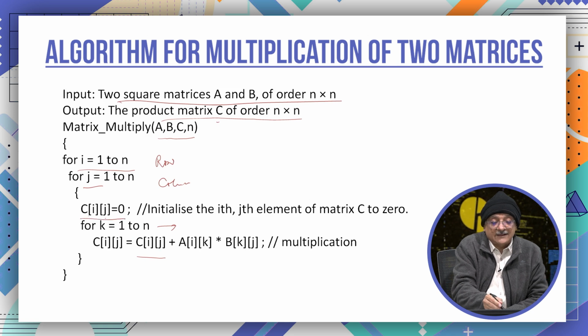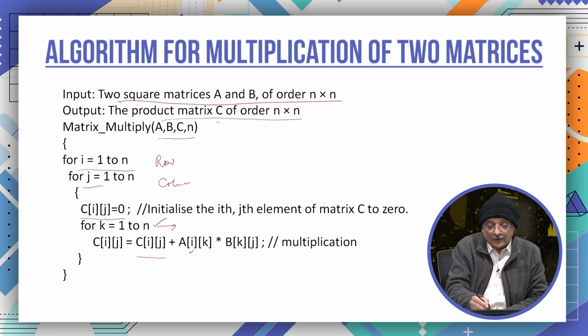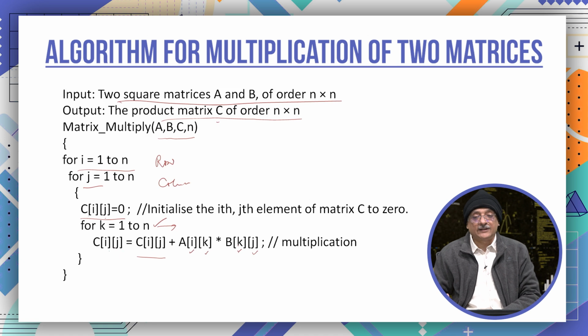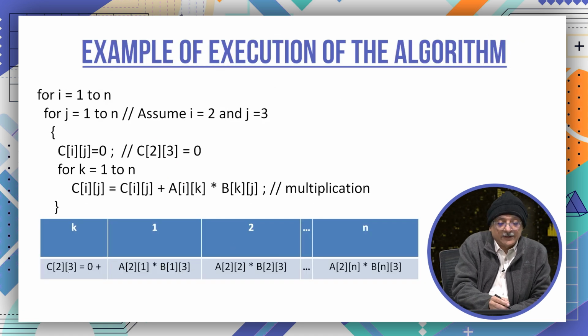So we start with Cij equals 0, whatever row, whatever column we are referring to. Okay. So that 0 value, and the k value varies from 1 to n. The value of i is not changing. Only what is changing in this particular loop is the value of k. And the value of j is not changing. What is changing is the value k. So this is how this particular algorithm is going to work.